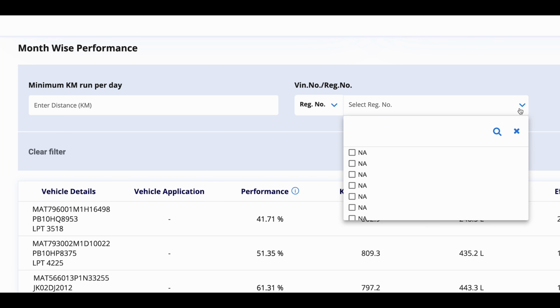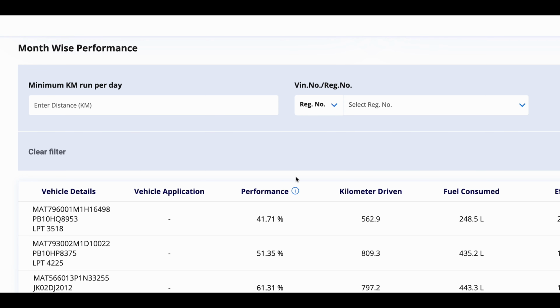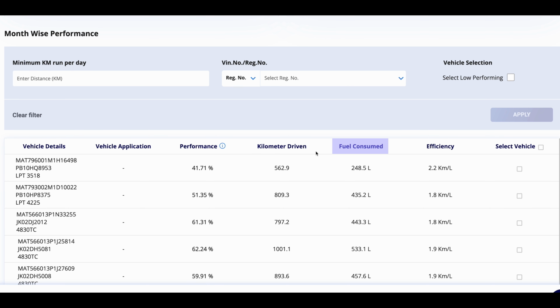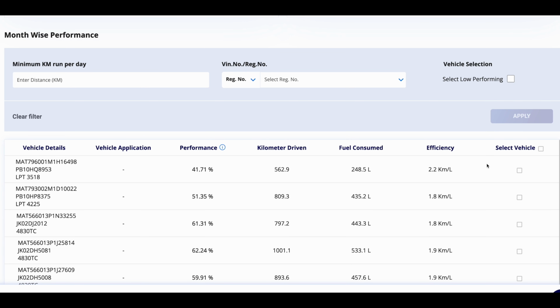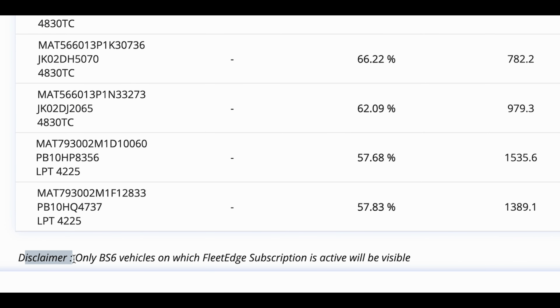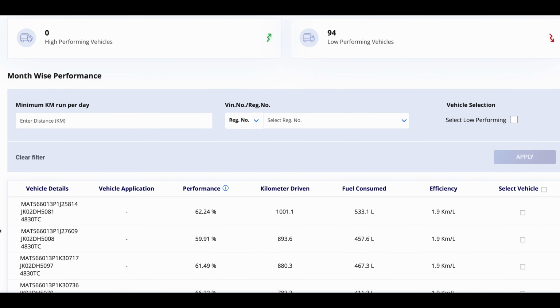You can also delve deeper by selecting a specific vehicle's registration number from the list. This section displays all your vehicles along with their performance percentages, kilometers driven, fuel consumed, and efficiency. Selecting a particular vehicle will provide more detailed information. It's important to note that the performance score is measured against the benchmarking, with 80% and above being high scoring. There's a disclaimer to note. This section is only relevant for BS6 compliant vehicles enrolled in the Fleet Edge plan. Here you will find an overview section with key information.